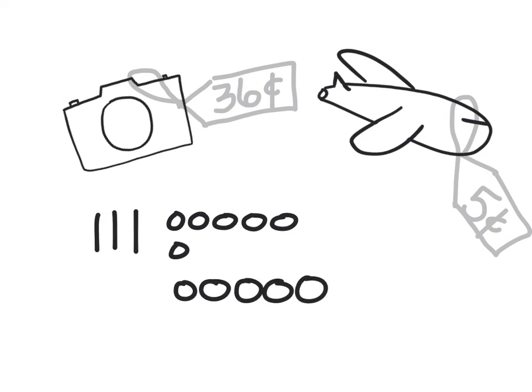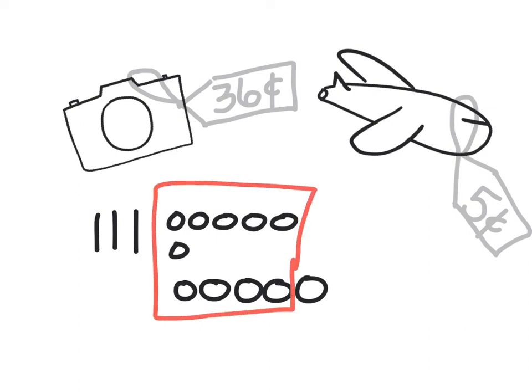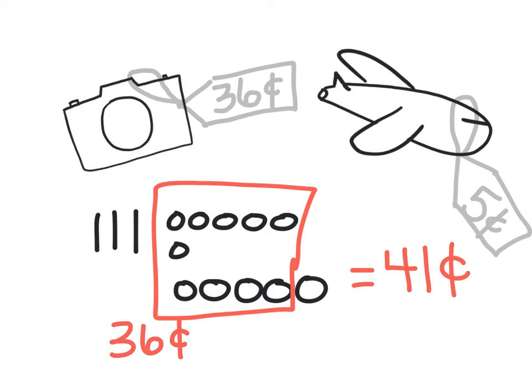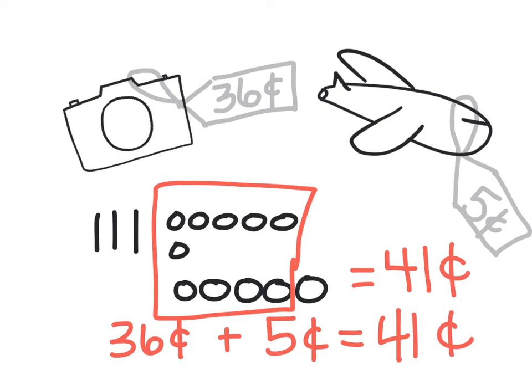Now I'm going to count and see if I can make a new 10. 1, 2, 3, 4, 5, 6, 7, 8, 9, 10. And I can make a new 10. So I'm going to circle my 10. And now I will count. 10, 20, 30, 40, 41. We would spend 41 cents if we were to buy a toy camera for 36 cents and a toy airplane for 5 cents. 36 cents plus 5 cents equals 41 cents. We were able to make that new 10.